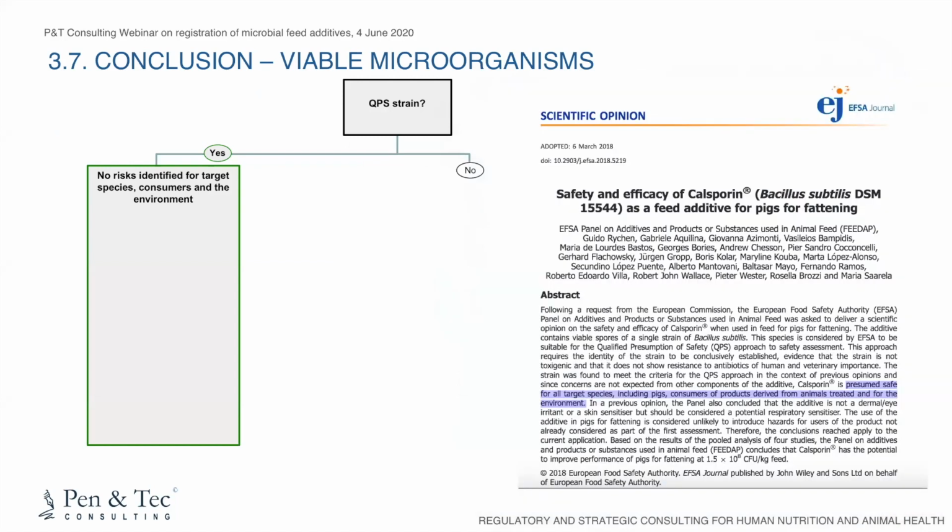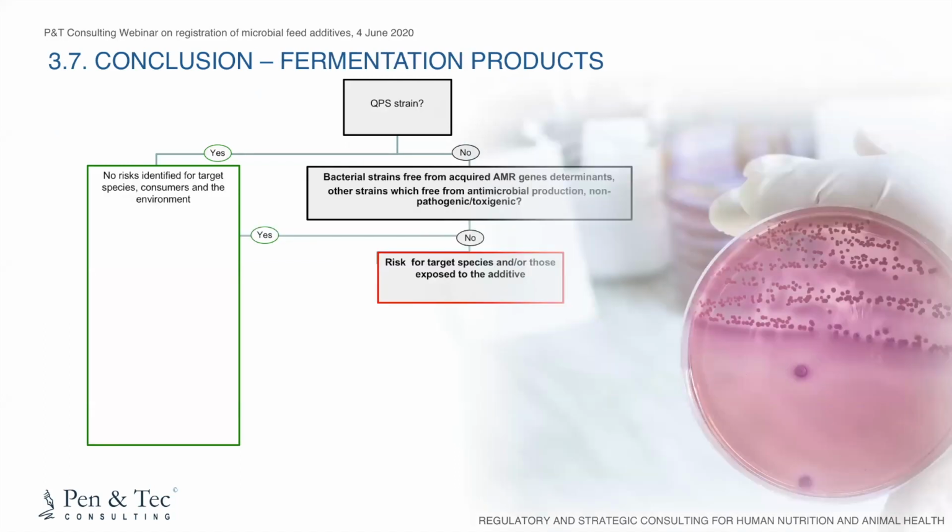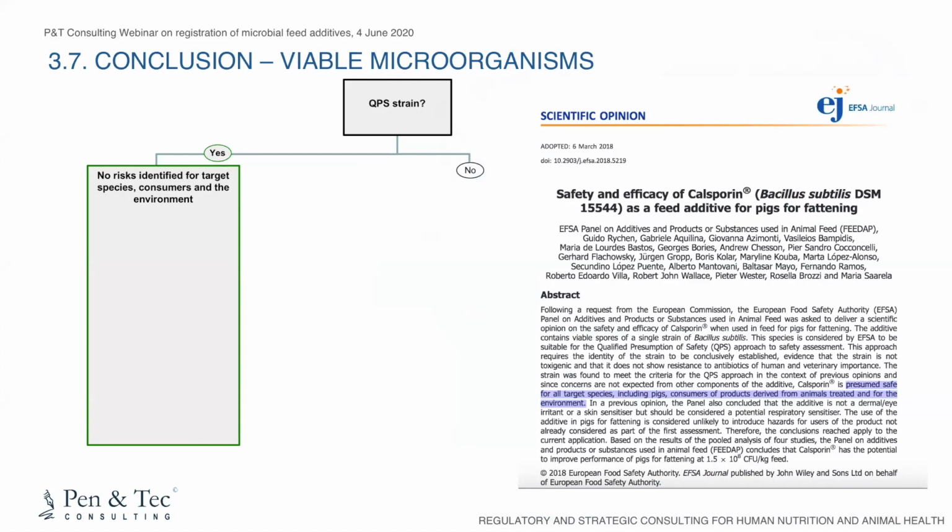Here is an example of a positive opinion that EFSA issued for a microbial QPS additive. You can see that this strain was not considered toxigenic, which is one of the QPS qualifiers for Bacillus species, and also no antimicrobial resistance of concern was found. So the opinion was positive.